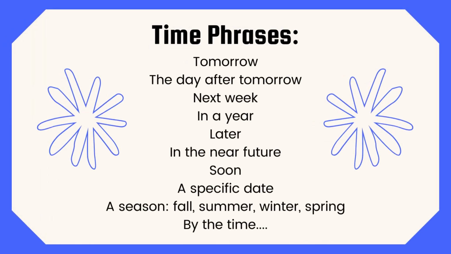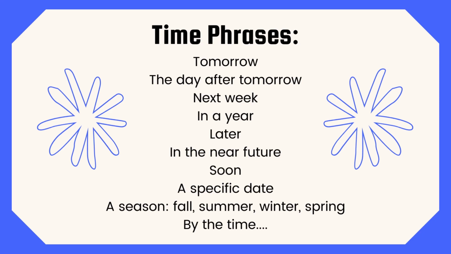Here are some examples of time phrases we might use in the future perfect tense. We could say tomorrow, which is the day after today. We could say the day after tomorrow, which means 2 days from now. We could say next week, next month, next year. We could say in a year. We could say later. We don't know if that's something that's happening soon or far in the future. We could say in the near future, which means something that is happening very soon. We could just say soon.